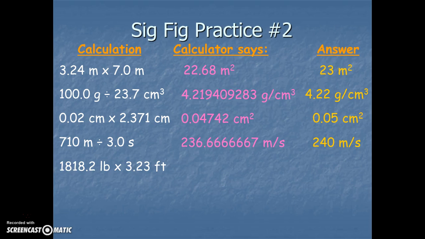One last one to try. Get a big number on our calculator. We need to round this to 3 significant figures. So we get 5,870 as our final answer.